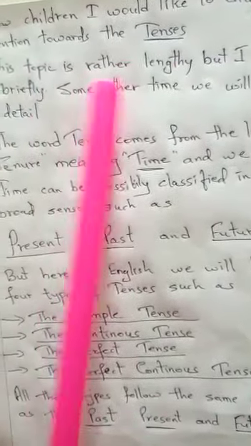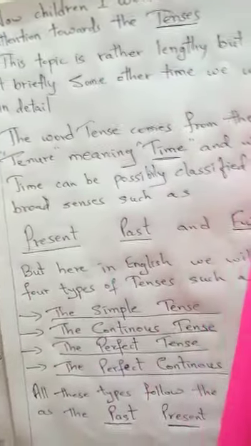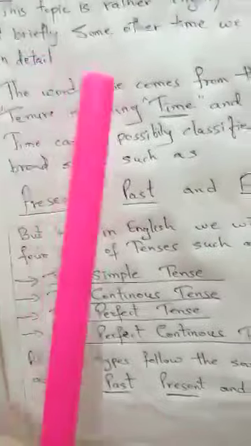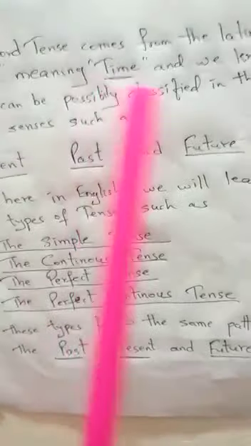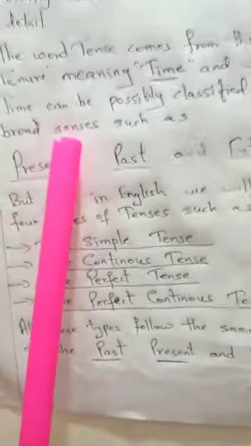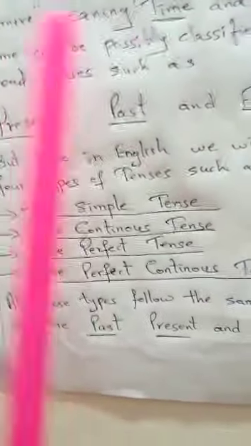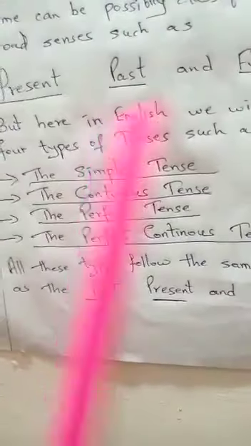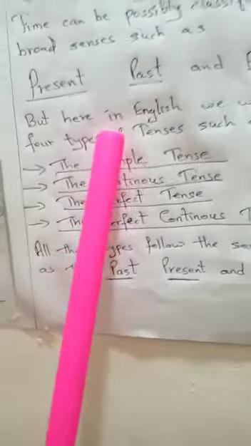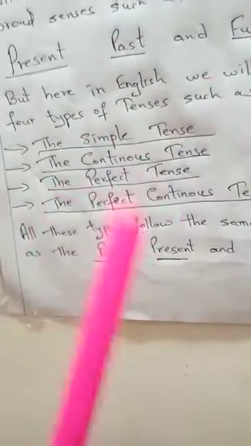Now children, I would like to draw your attention towards the tenses. This topic is rather lengthy, but I will discuss it briefly. Some other time we will study them in detail. The word tense comes from the Latin word tempus, meaning time, and we know time can be classified in 3 broad senses such as present, past and future.